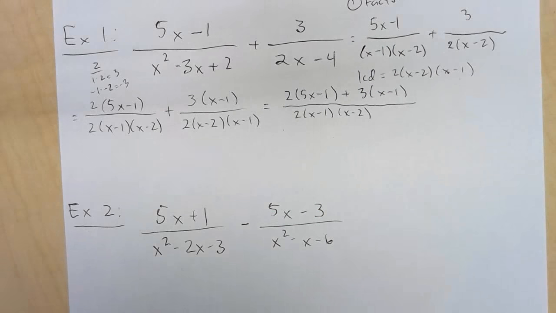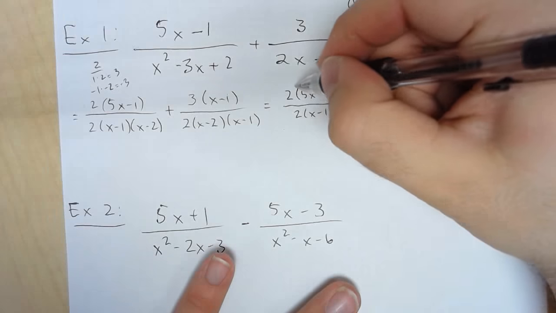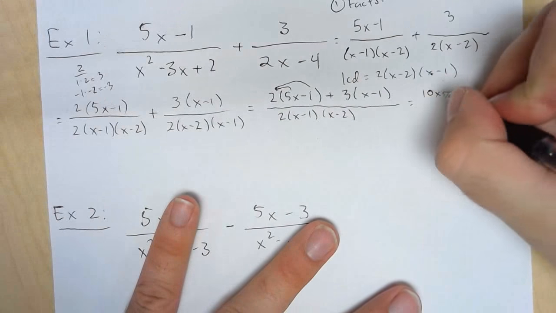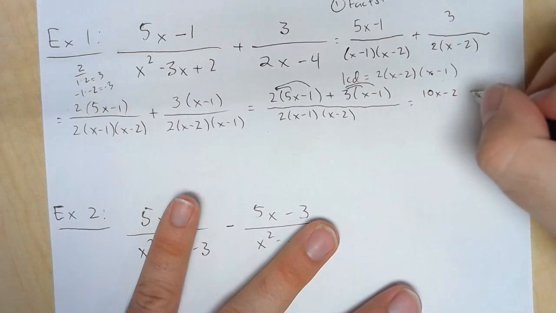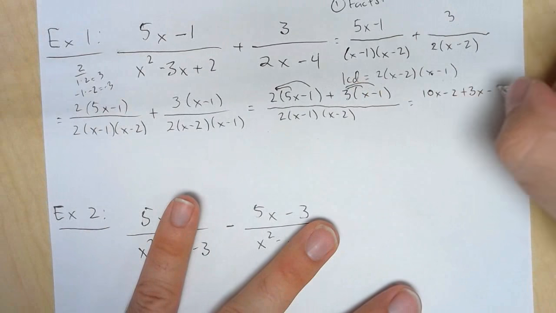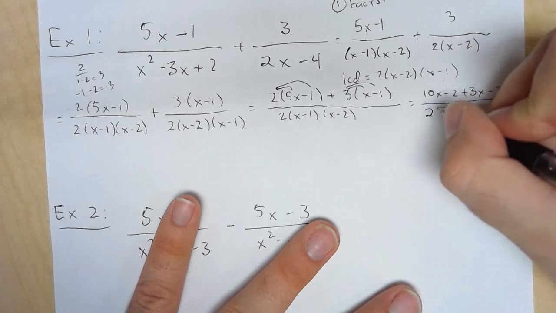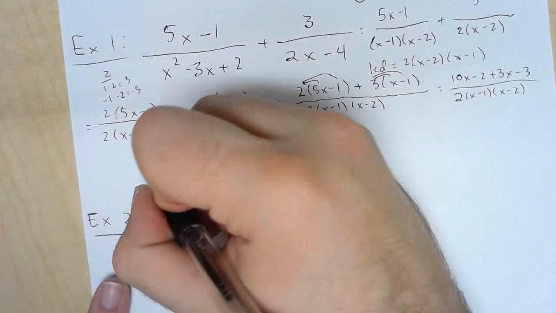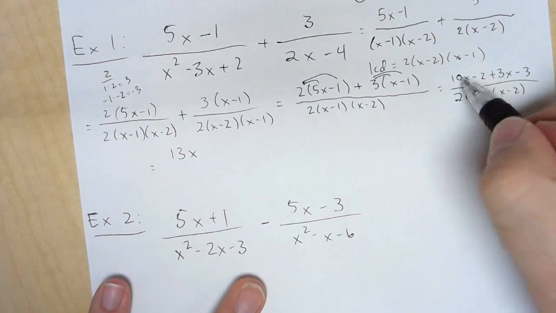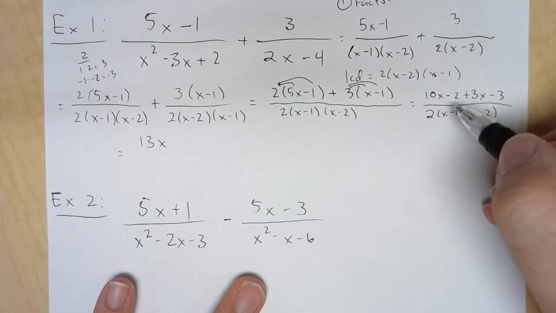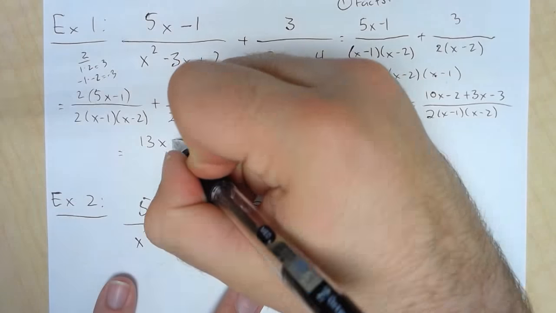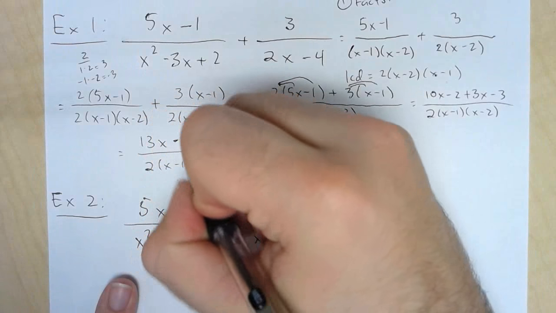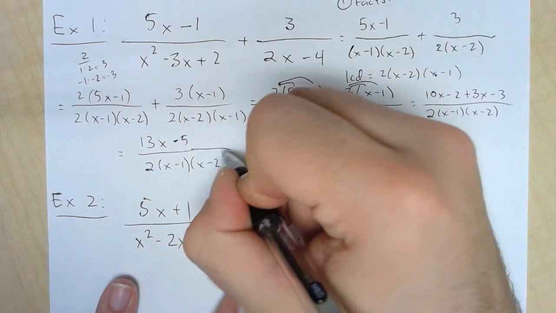And then we can simplify a little bit. So 2 times 5x and 2 times negative 1 is going to be 10x minus 2, and 3 times x and 3 times negative 1 is 3x minus 3, all over 2 times x minus 1, x minus 2. Combine my terms, I'm going to get 13x for my x's in the numerator. I'm going to get minus 5, all divided by 2 times x minus 1 times x minus 2.